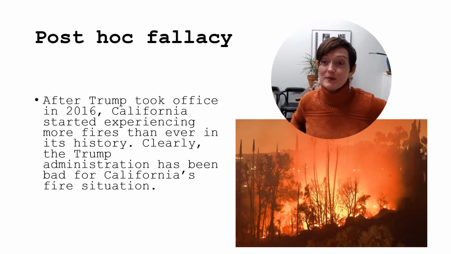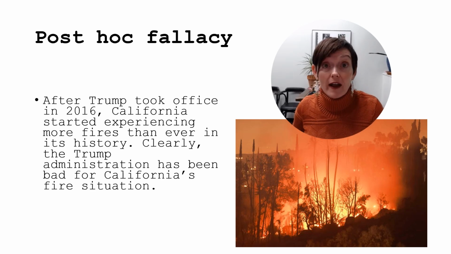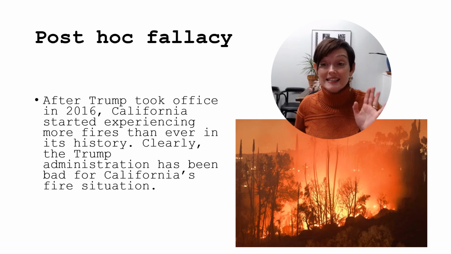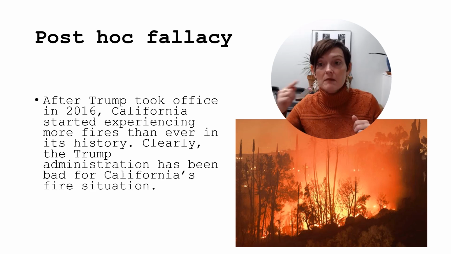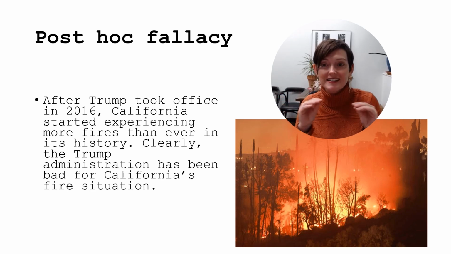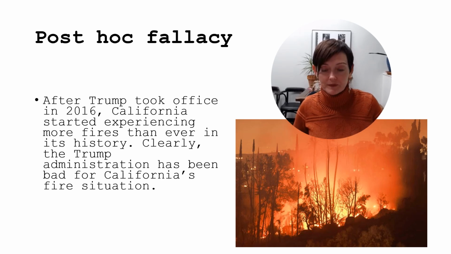Another example, another Trump example. After Trump took office in 2016, California started experiencing more fires than ever in its history. Clearly, the Trump administration has been bad for California's fire situation. So, is it true that we started having a lot of fires in California after 2016? Yeah, we did. It is true. But is there a connection between Trump taking office in 2016 and all of the many, many wildfires that we've had in California since then? No, zero connection. It is not caused by the Trump administration in 2016. Not at all. So post hoc fallacy.